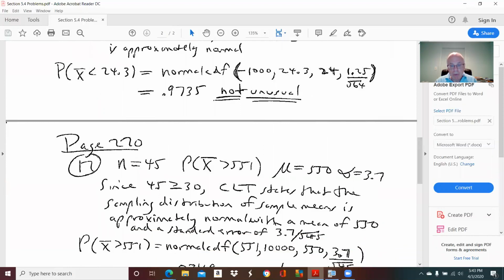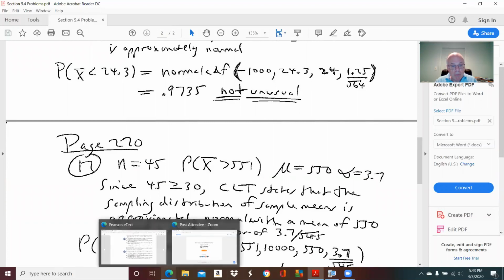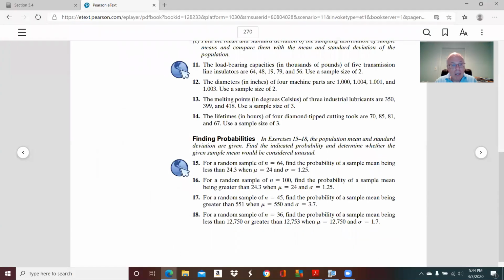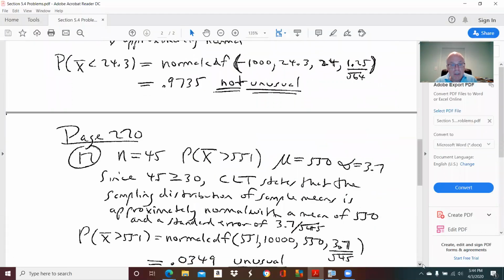All right, now we're going to go to our textbook and look at page 270, number 17. I guess we are doing this one here. So let's look at that one. In this case, n is 45. The probability of the sample mean being greater than 551 when the population mean is 550, standard deviation is 3.7. This is a greater than problem, but we're dealing again with a sample mean. So let's look at the solution for this one.